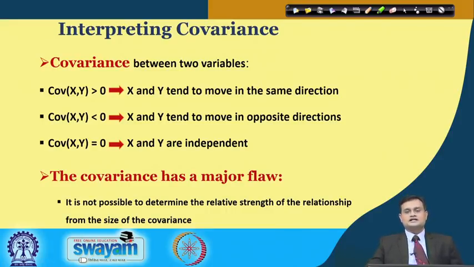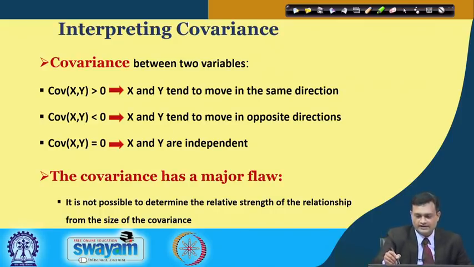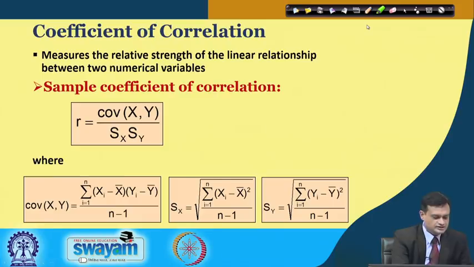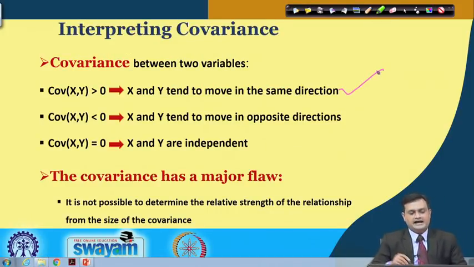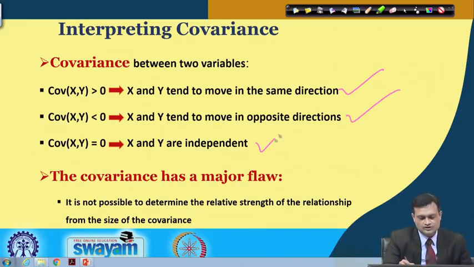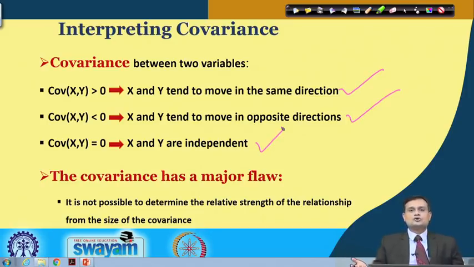So, we have conclusions based on covariance analysis like this, that if my covariance of xy is greater than 0, x and y tend to move in the same direction. If I have less than 0, they will move in the negative direction. So, it will tell me about the direction, the nature of the relationship, and if it is 0, they are independent, there is no point in investigating the relationship.